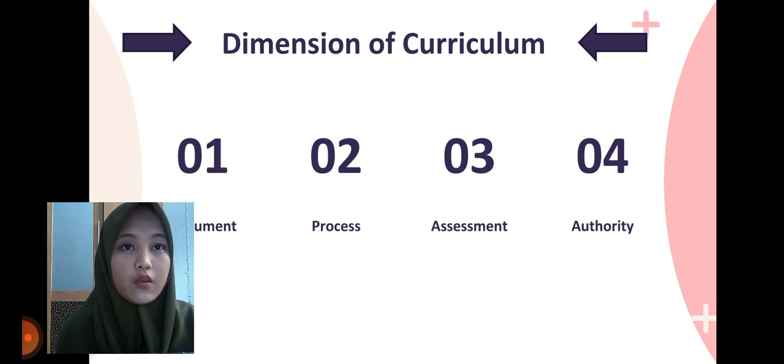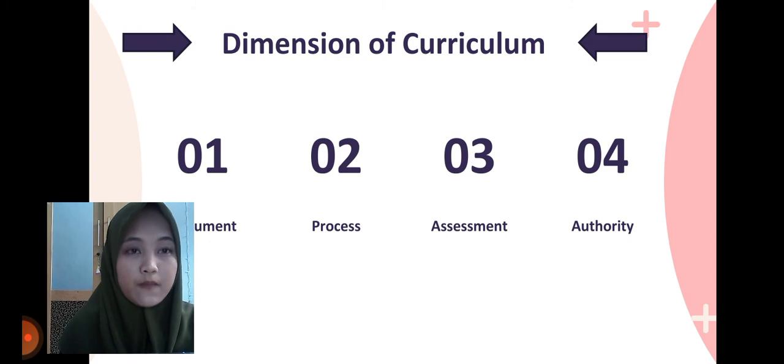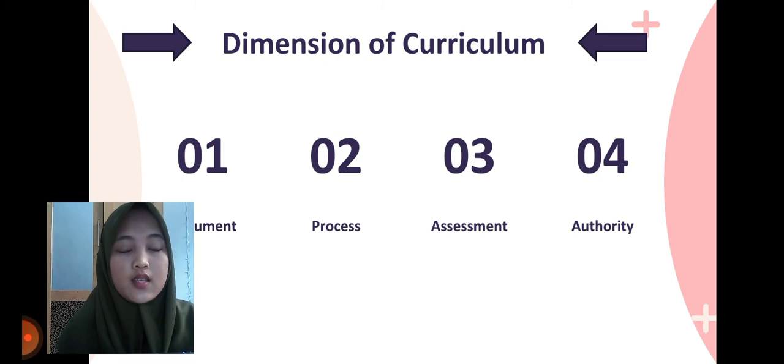Next, the example curriculum 2013. Document using document 1, document 2, or syllabus, and then document 3, lesson plan, and core competence. For process, there are 3 categories. First, method using various. Second, approach using scientific. And then the last, model using PBL, PGBL, and discovery. And then assessment, attitude, knowledge, and skills. And then the last, authority by government. Okay, next slide.